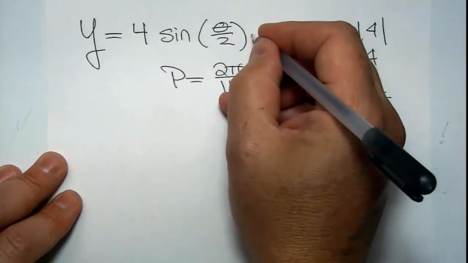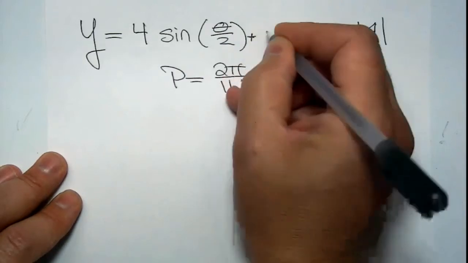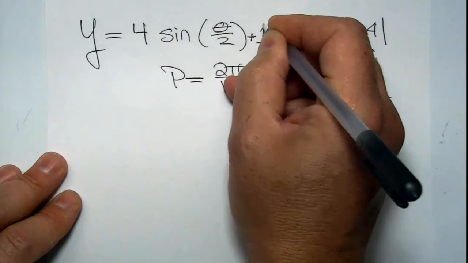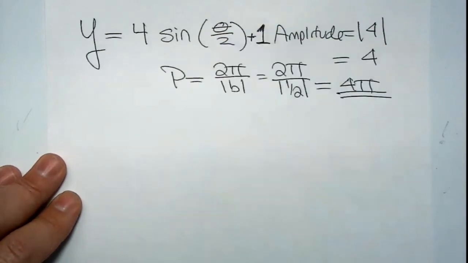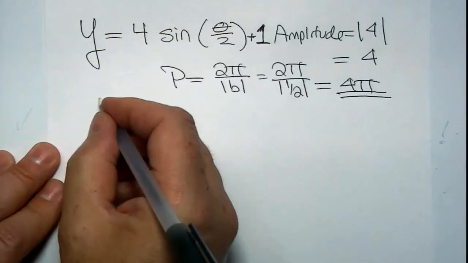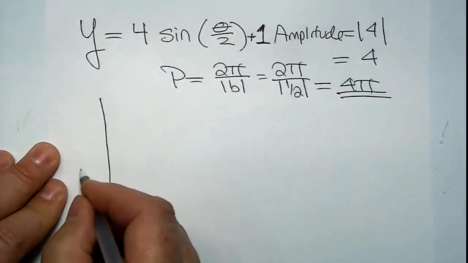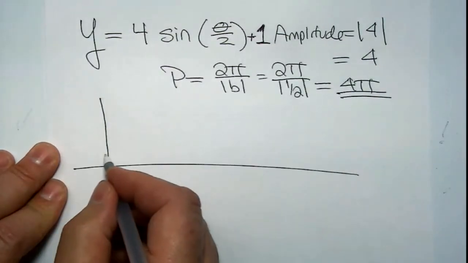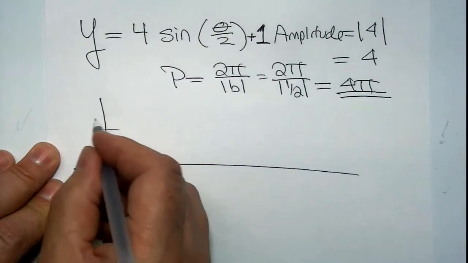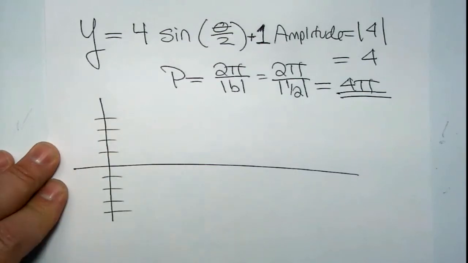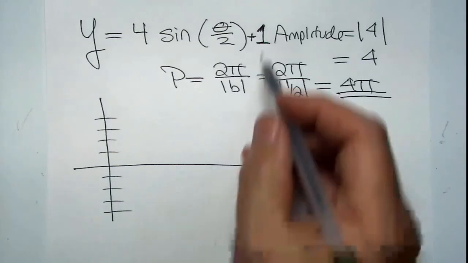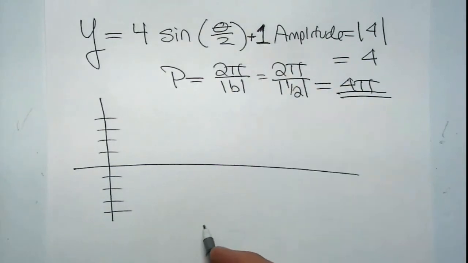And let's do something else. Let's add 1 off the back end right here. So here's what that picture might look like. 1, 2, 3, 4, 1, 2, 3, 4. Now, I'm going to graph it without the plus 1 first.